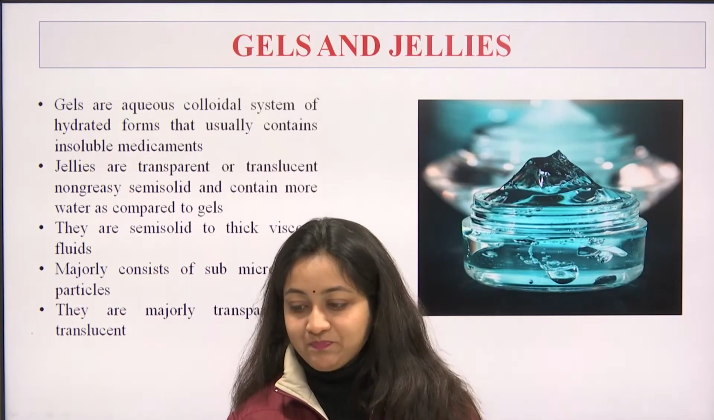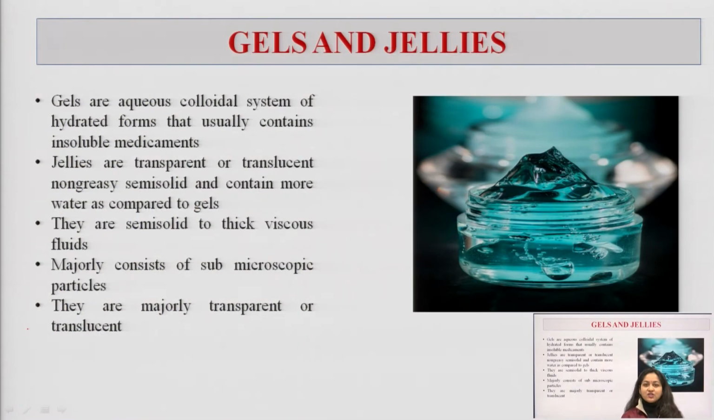Let's start. In the previous lecture, we had a detailed introduction to semi-solid dosage form. We saw what a semi-solid dosage form is, what its types are, and we had a detailed discussion on three types of semi-solid dosage form, that is ointments, creams and pastes. In this lecture, we are going to cover the rest of the semi-solid dosage forms. Let's start with gels and jellies.